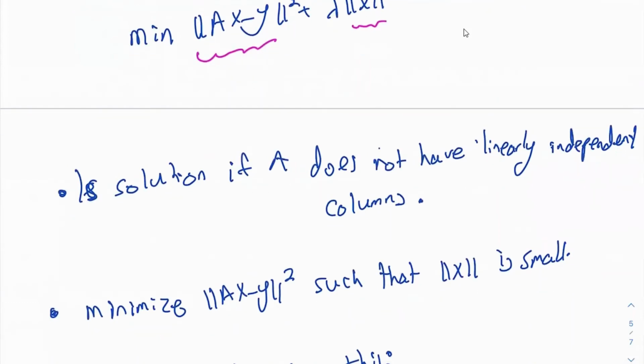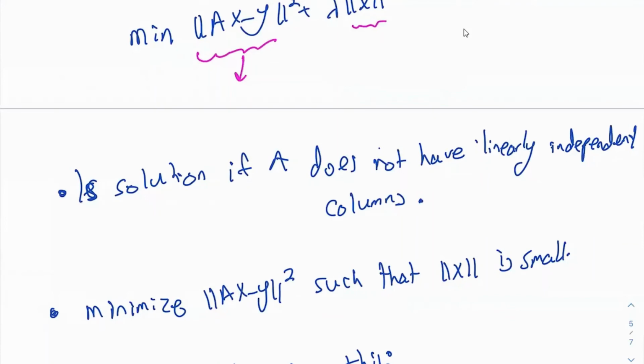The most important application of Tikhonov regularization is that you want to minimize this least squares problem. However, you don't want the norm of x to be too big. You want the norm of x to be small, so x has smaller values. You will add that as another objective function as well.